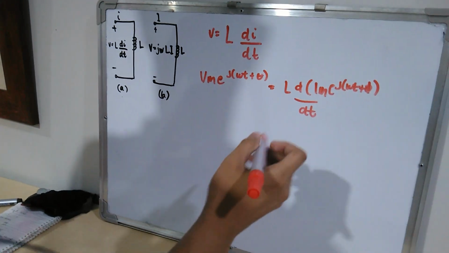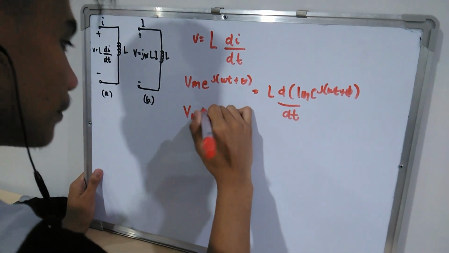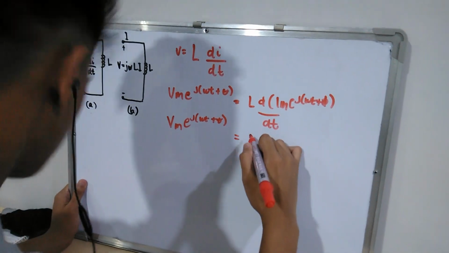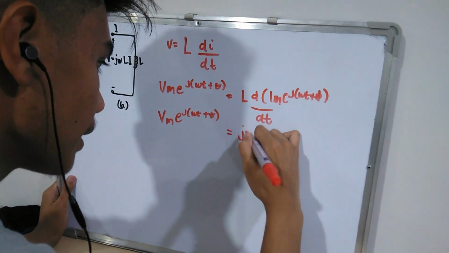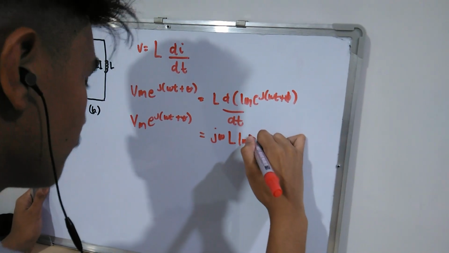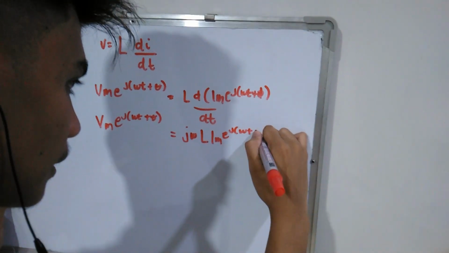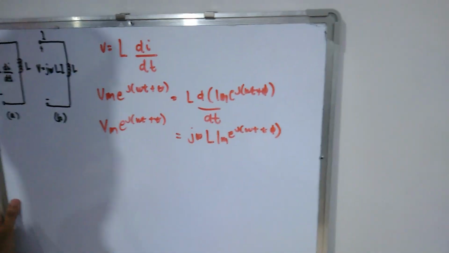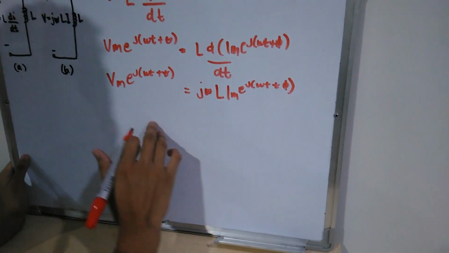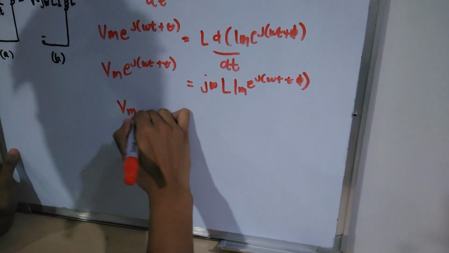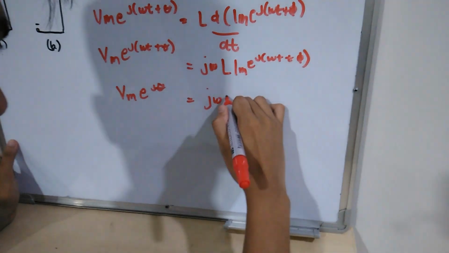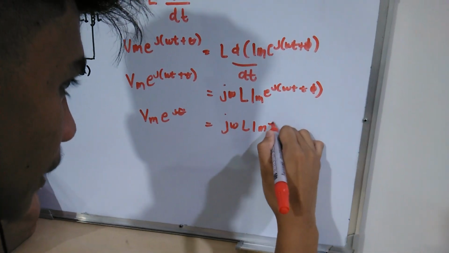So, taking its derivative, we have V maximum e^(j(ωt+θ)) is equal to jωL I maximum e^(j(ωt+φ)). Suppressing both sides, dividing by e^(jωt), we have V maximum e^(jθ) is equal to jωL times I maximum e^(jφ).